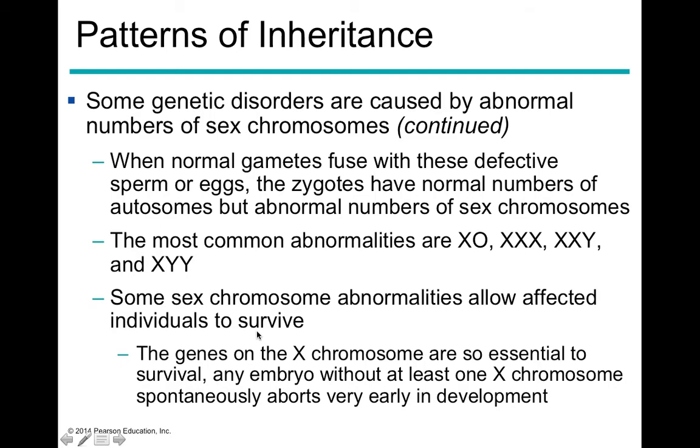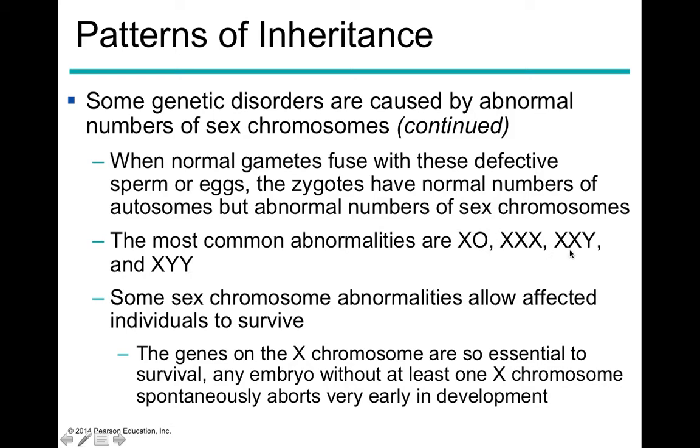Now, if those abnormal gametes fuse with normal gametes, then you can end up with a zygote that has normal numbers of autosomes but abnormal numbers of sex chromosomes, and that leads to several abnormalities. Again, you'll notice that all of our abnormalities include at least one X. YO is not viable. Why? Because the Y doesn't have anything on it except male differentiation and development, and a lot of the stuff on the X is very important. So this XO is called Turner syndrome. This is perfectly viable. XXX, same thing, perfectly viable.